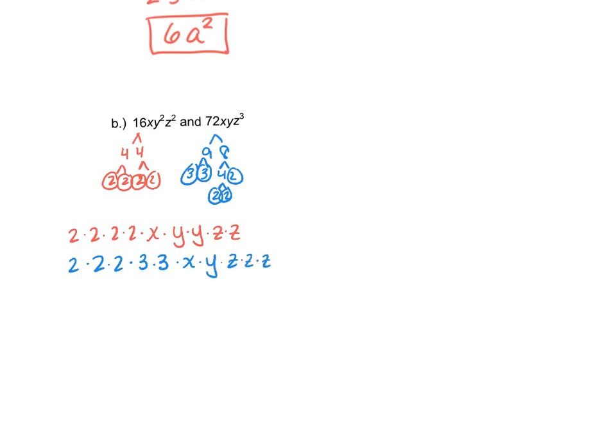Let's see what we have in common. I'll actually highlight them to make it a little bit more clear. So I have a 2, another 2, another 2, an x, a y, and a z, and a z. So let's write that. We have 2 times 2 times 2 times x times y times z times z. Simplify that. 2 times 2 times 2 is 8xyz squared.